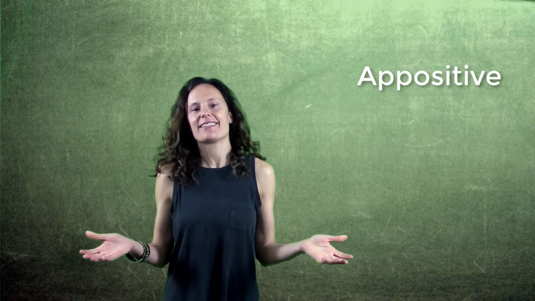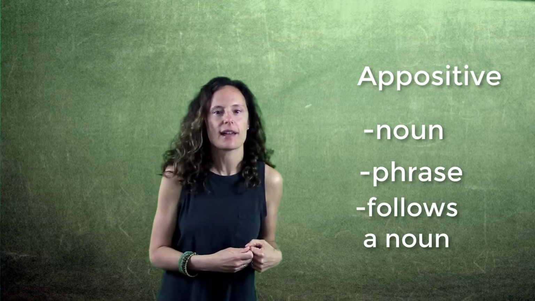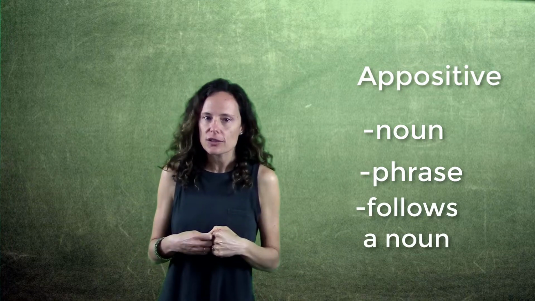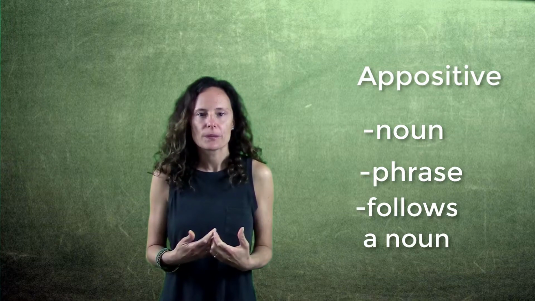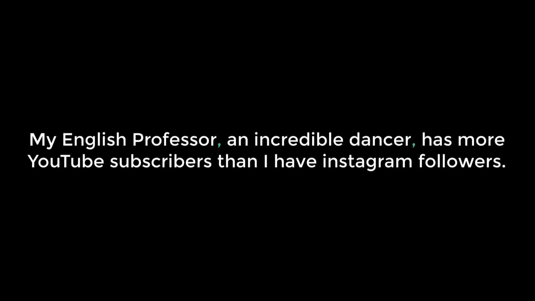What is an appositive? An appositive is a noun or phrase following a noun that provides further information about the noun it follows. For example, my English professor, an incredible dancer, has more YouTube subscribers than I have Instagram followers.